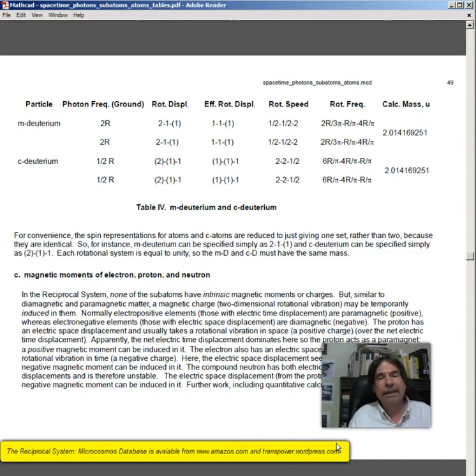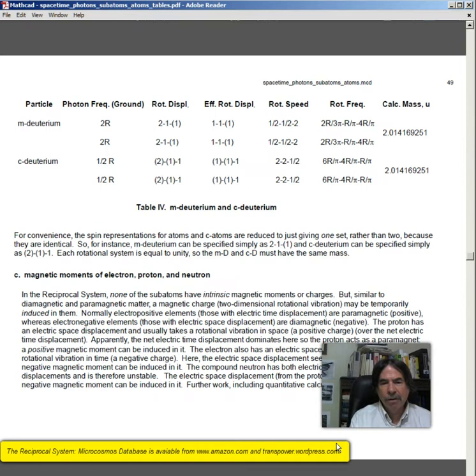A positive magnetic moment can be induced in it. The electron also has an electric space displacement, but takes a rotational vibration in time, a negative charge. Here, the electric space displacement seems to dominate, therefore a negative magnetic moment can be induced in it.